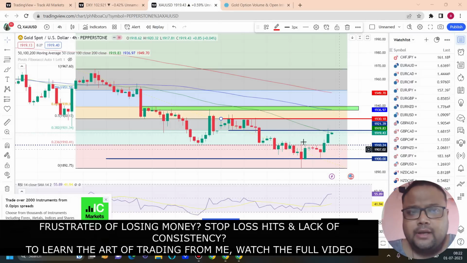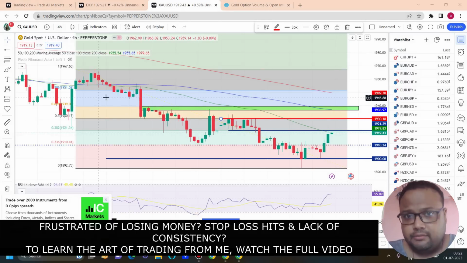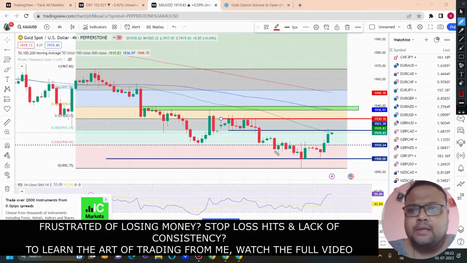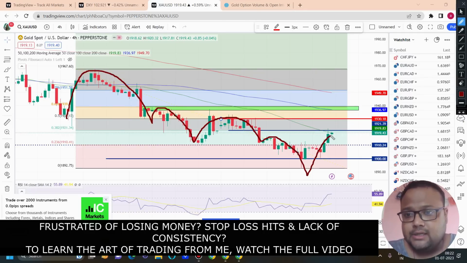And in case there's a drop in the market, if the market continues the structure here, then obviously the 1892-93 level will not be able to hold the market. Though the market has bounced from here, if we observe the market structure, the structure is still not positive and we cannot deny that.